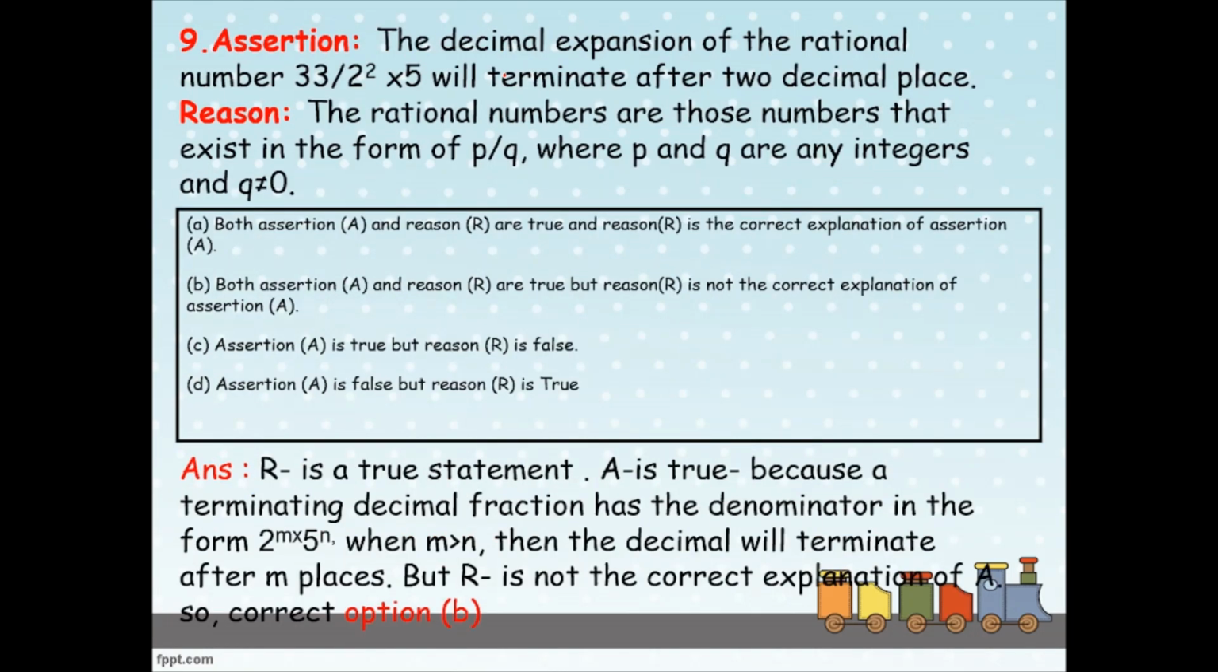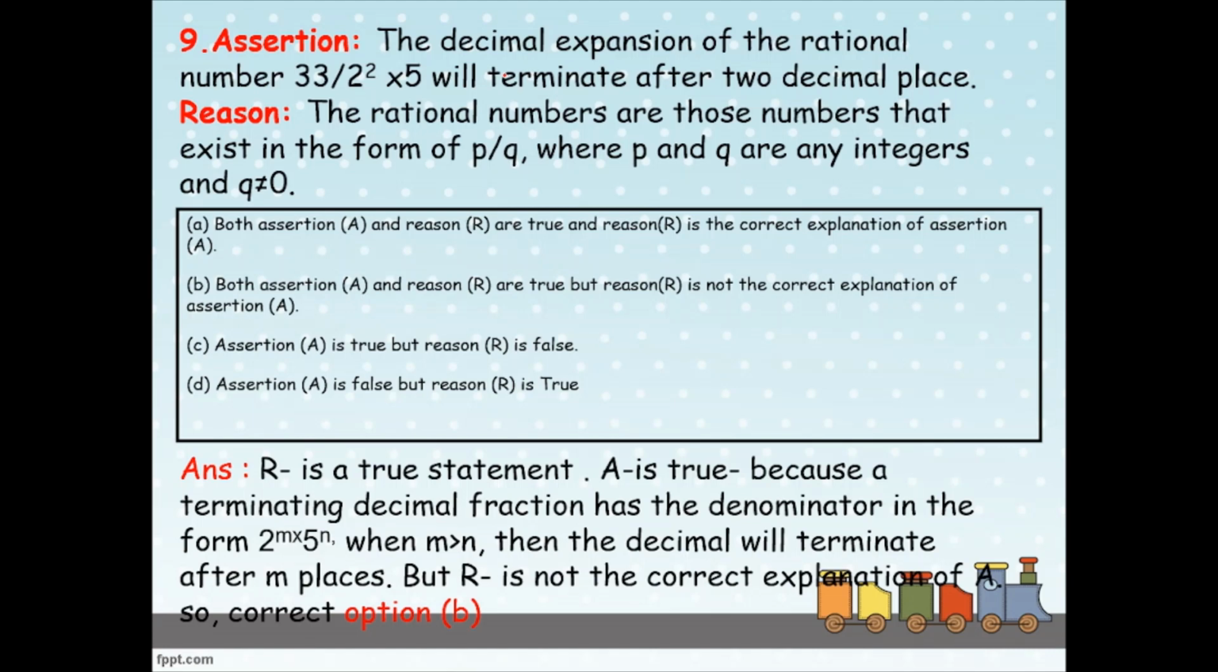Question number 9. Assertion: the decimal expansion of the rational number 33 by 2 power 2 into 5 will terminate after 2 decimal places. The reason: the rational numbers are those numbers that exist in the form of p by q, where p and q are any integers. This reason is a statement which explains a rational number. So any rational number can be written in the form of p by q, where q should not be 0. So the reason is a true statement.